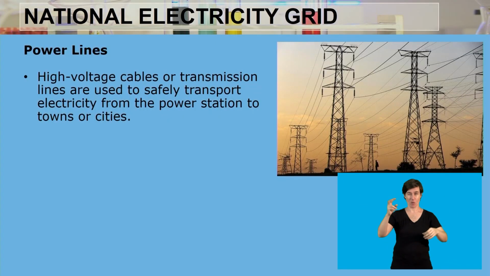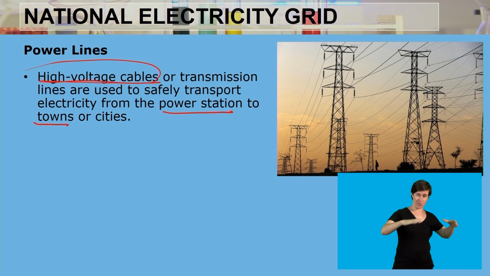The power lines that transport electricity from the power plant to the factory or the houses are basically high voltage cables, or transmission lines. The lines that we see transporting our electricity from one point to the other are high voltage cables. These high voltage cables are used to safely transport electricity from the power station to the towns or cities, from the cities into your house, into the factory nearby, and to everything that is going to be using the electricity.